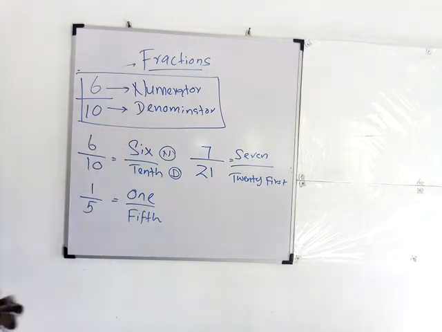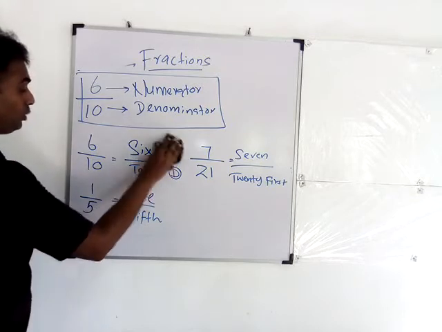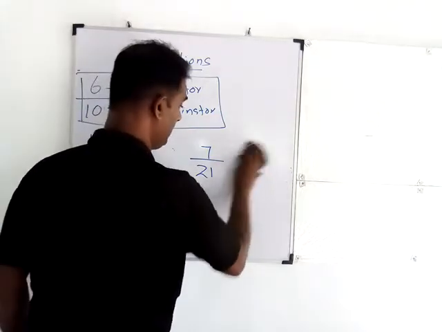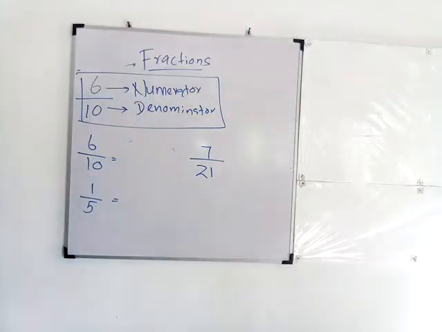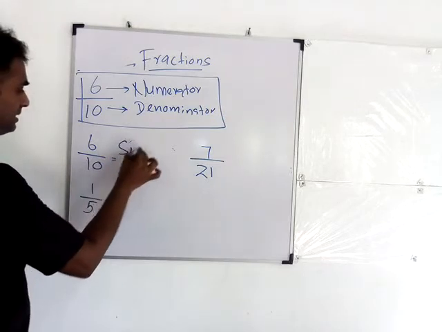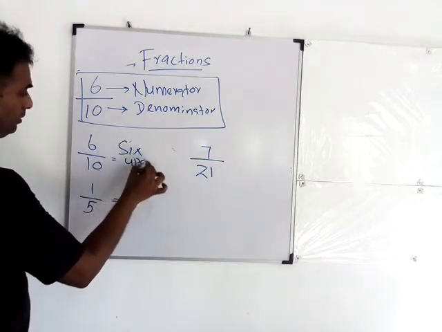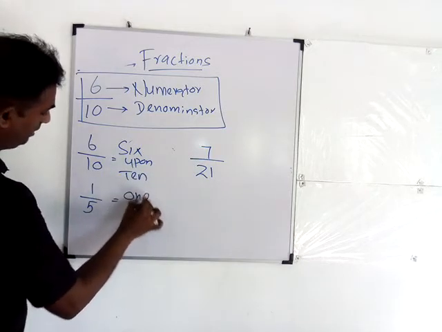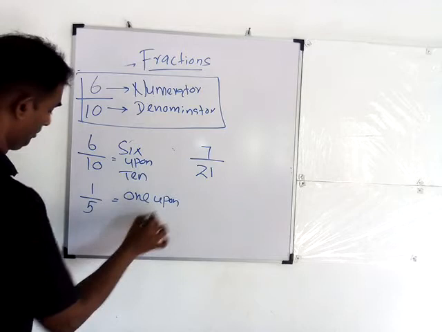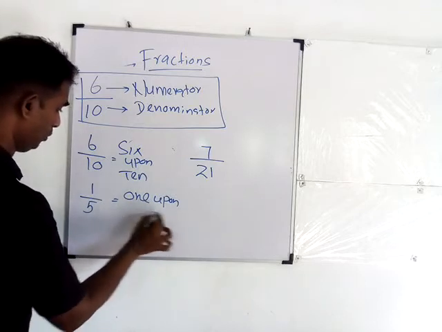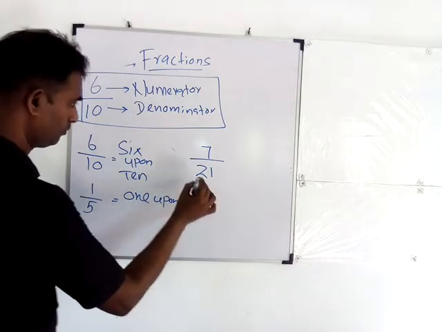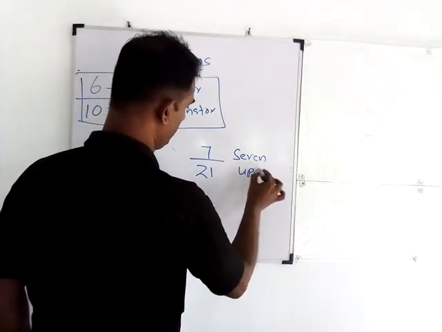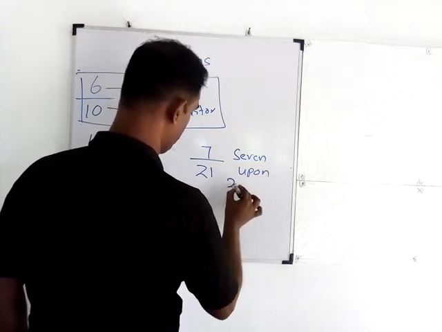Another way I can tell you to read the fraction is like this. I will write 6 upon 10, 1 upon 5, 7 upon 21.